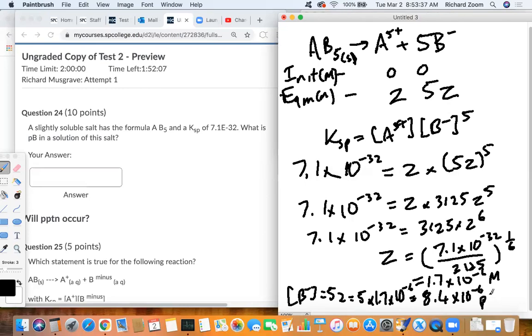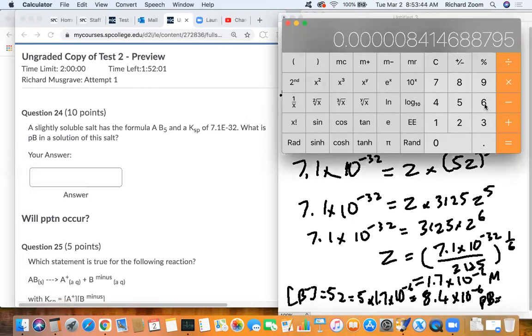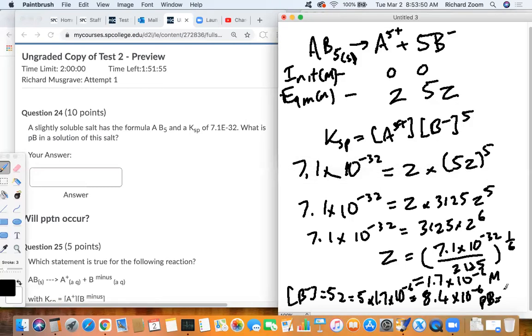And then pB is going to equal, take the log of that, 5.07. And that'd be the answer you'd put in.